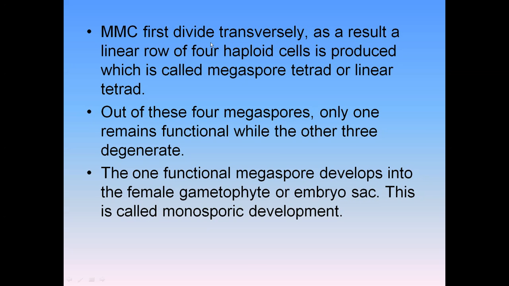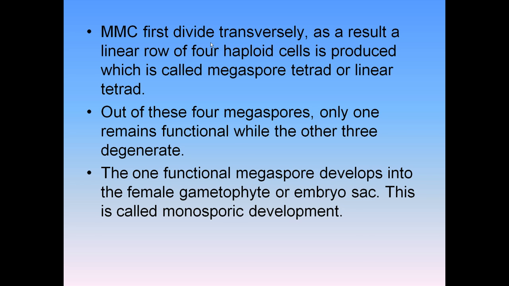Now the megaspore mother cell first divides transversely, as you can easily recognize that the first division is a transverse division. These cells are going to arrange in a ladder form, so the division is a transverse division, and ultimately four haploid cells are going to arise from the megaspore mother cell in the form of a megaspore tetrad or linear tetrad.